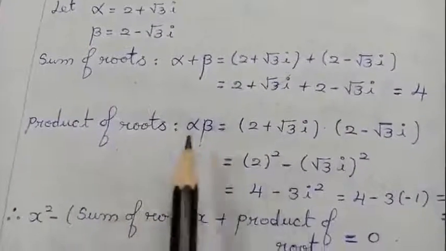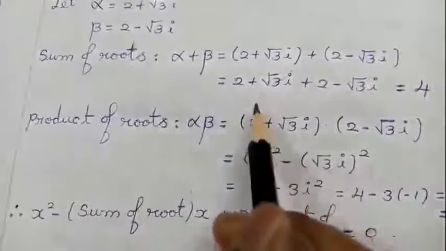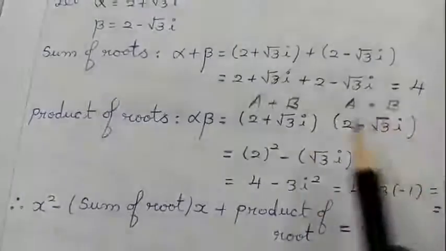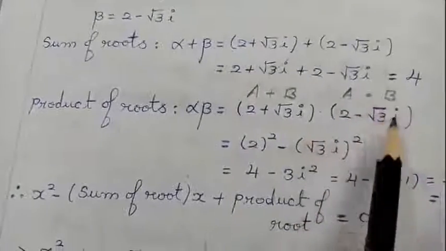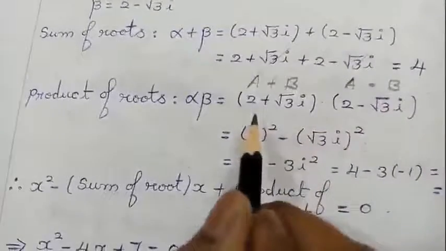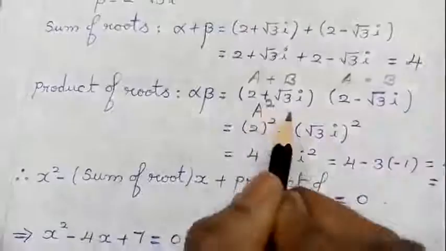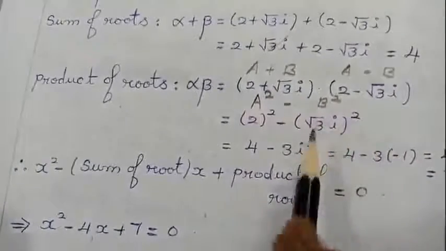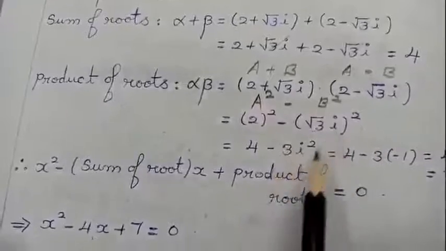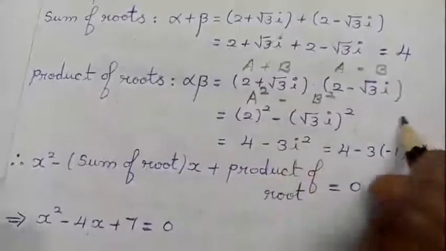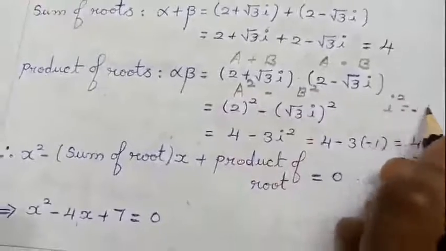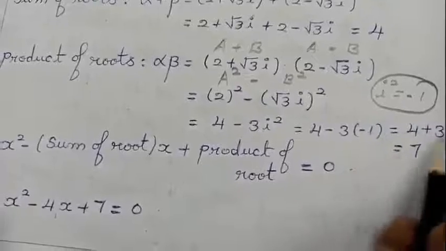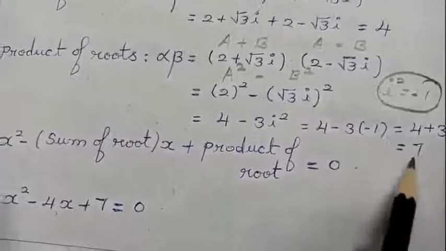Product of roots, alpha into beta. It is of the form a plus b into a minus b. Here the value of a is 2 and b is root 3i. According to the algebraic formula, I get a square minus b square. So root 3i the whole square: what is the value of root 3 the whole square? 3. Instead of i square, I replace the value with minus 1, since the value of i square is minus 1. After calculating, I get the answer as 7.